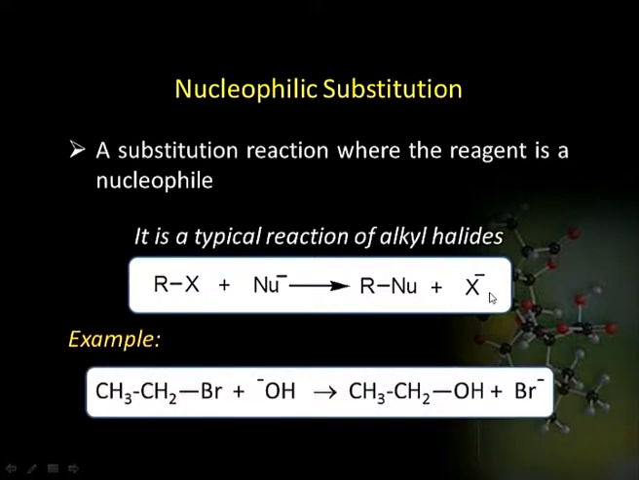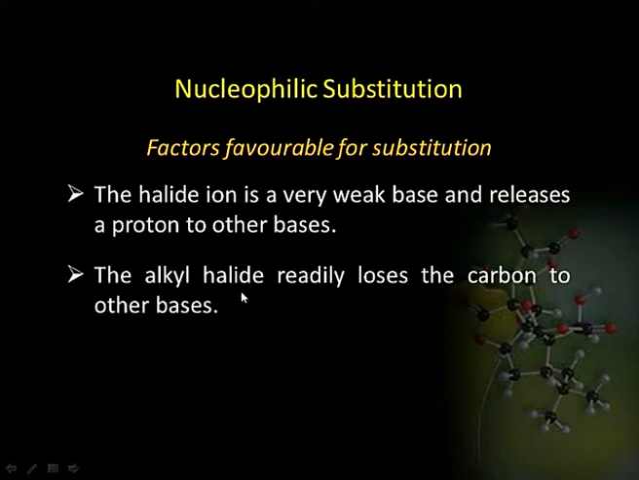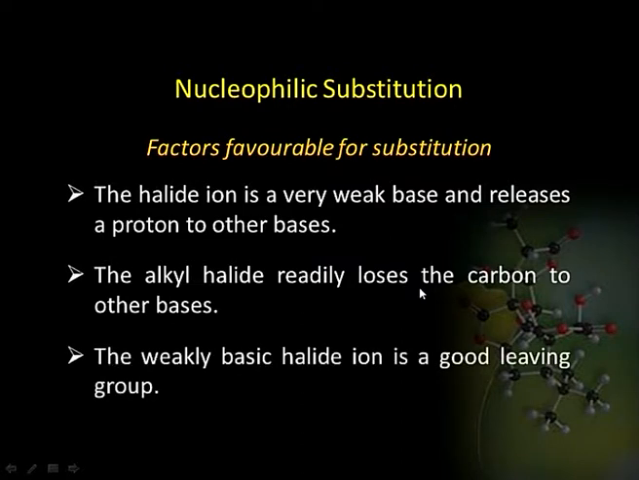An example of a nucleophilic substitution reaction in alkyl halides is ethyl bromide reacts with the hydroxide ion and gives ethanol and bromide ion. For nucleophilic substitutions, the halide ion is a very weak base and releases a proton to other bases. Besides that, the alkyl halide readily loses the halide to other bases, and the weakly basic halide ion is a very good leaving group. All these factors favor substitution reaction in alkyl halides.